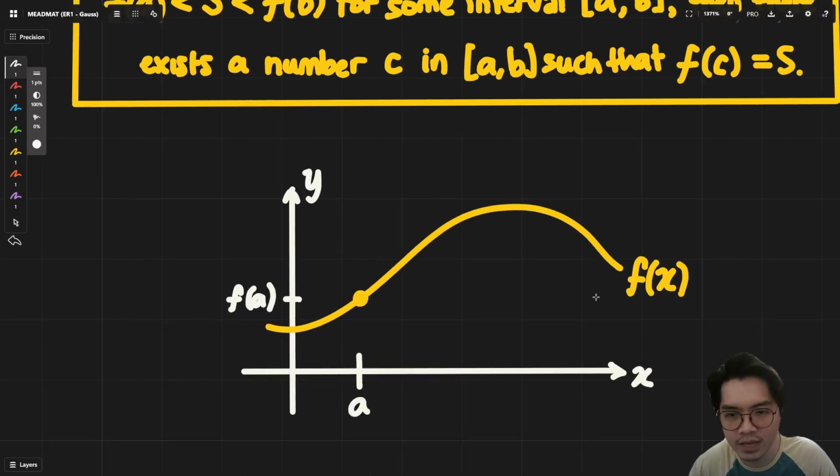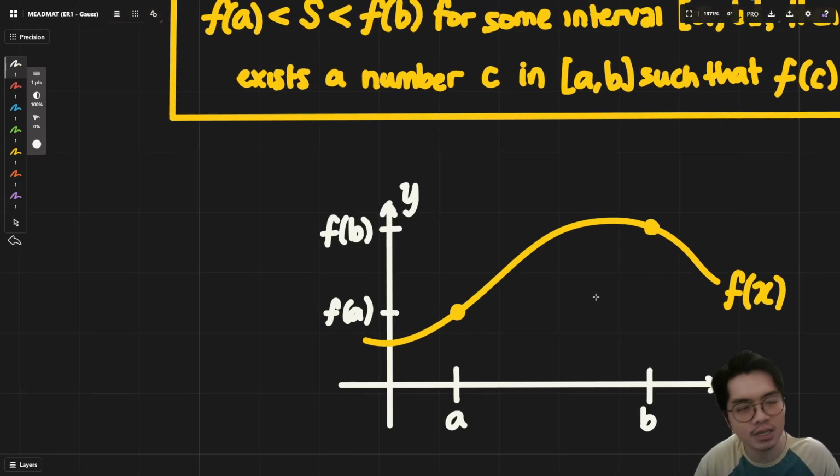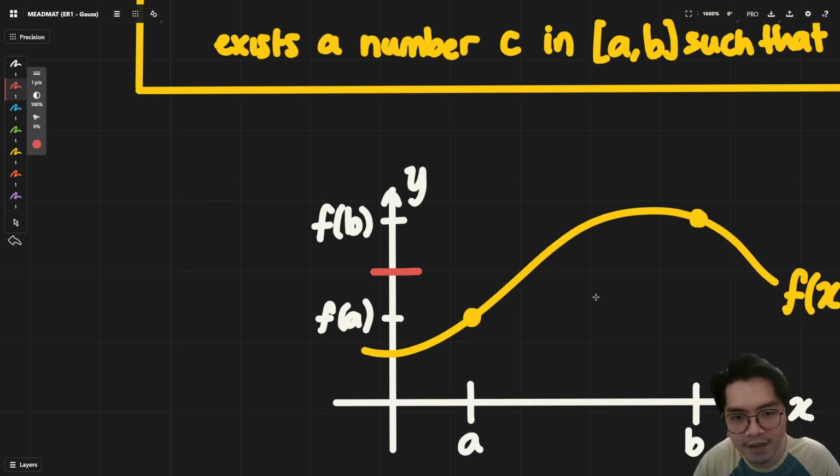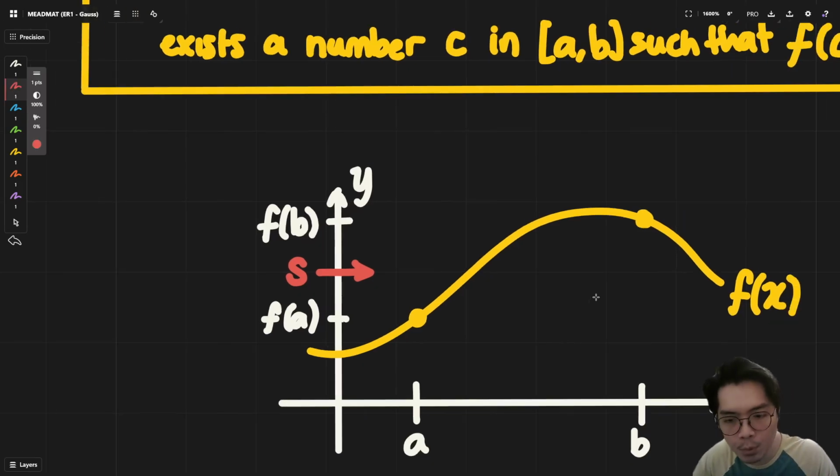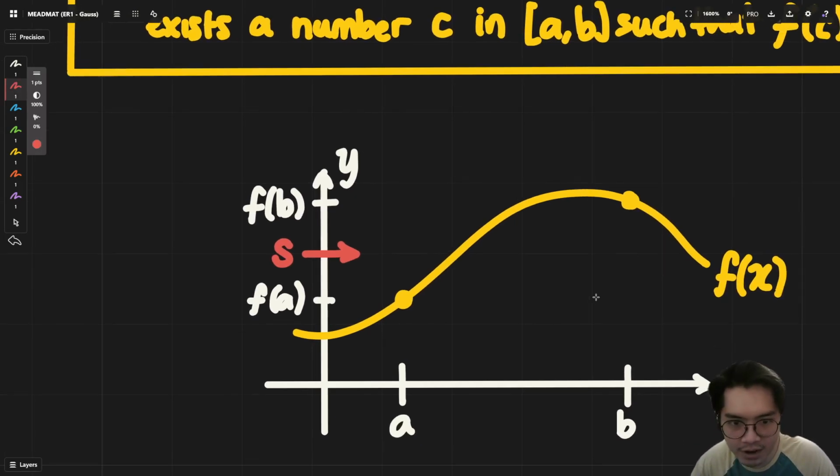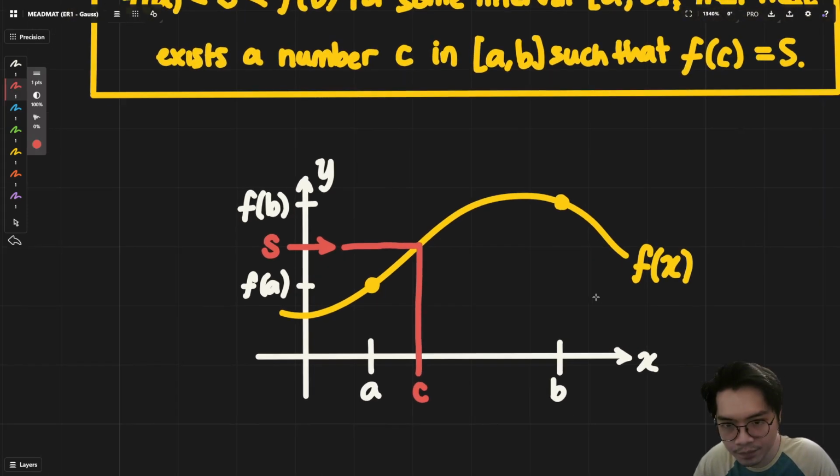Now, say for example, we have another one here, b. And when we put that into the function, we will get the y coordinate of this function, which is f of b. Now, say for example, we have a value s somewhere in the middle of f of a and f of b. That means that there has to be a point between a and b wherein if you substitute that point, it will result in an s. In this case, this is your magic value, the value that you want, which is your c.